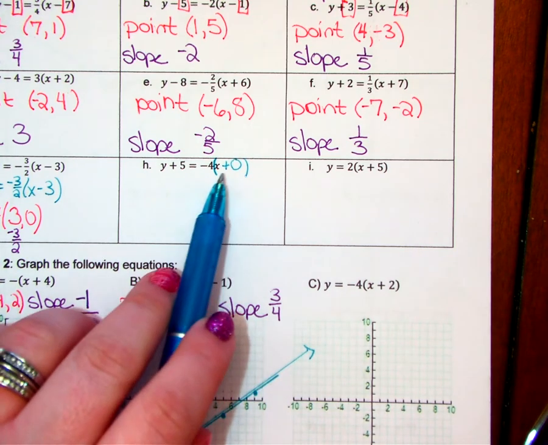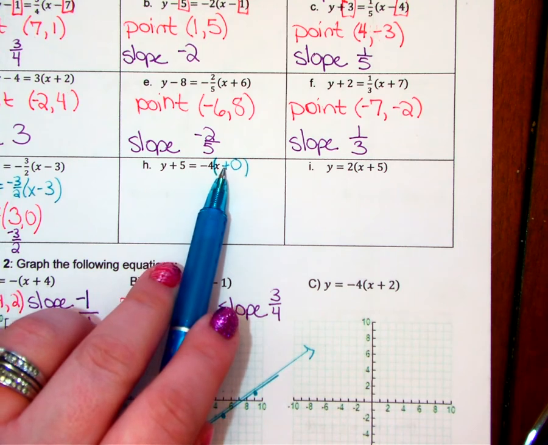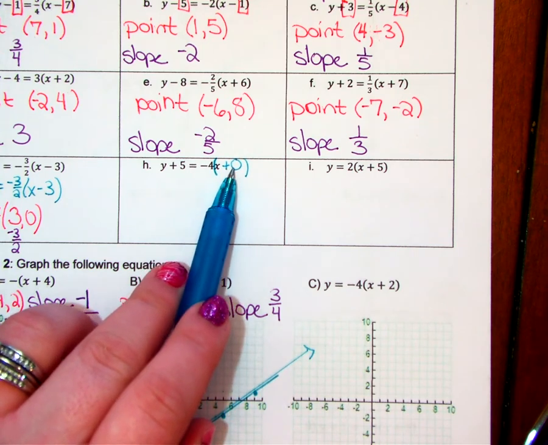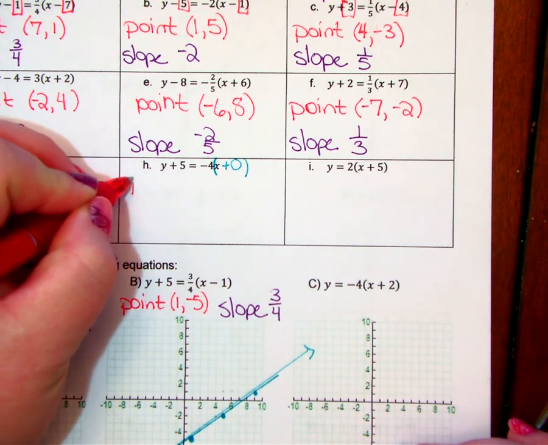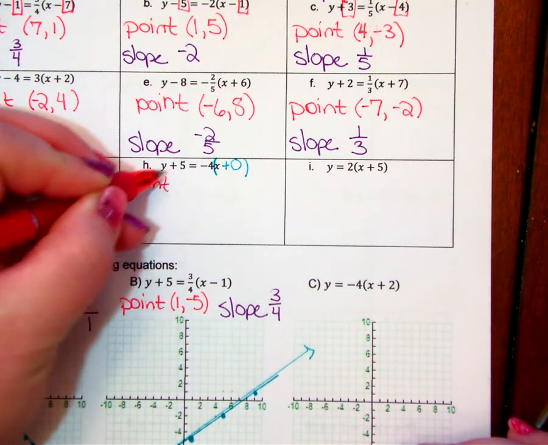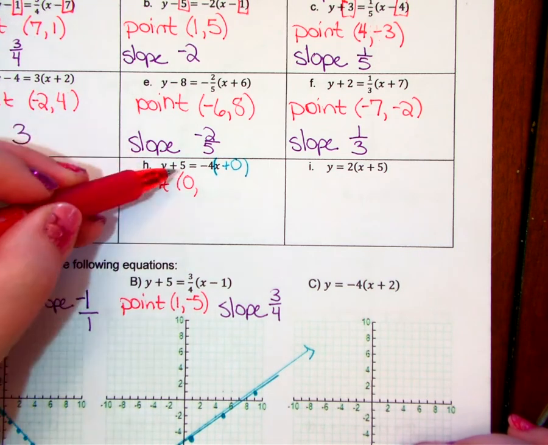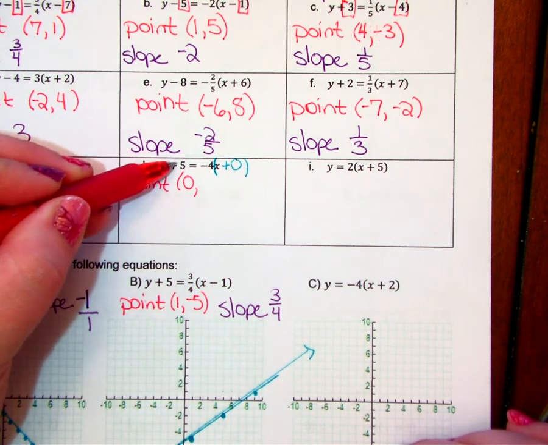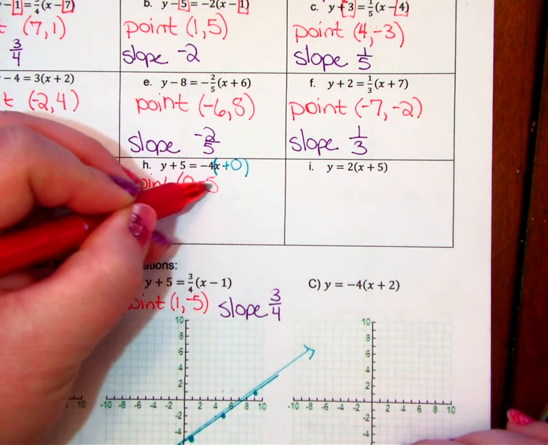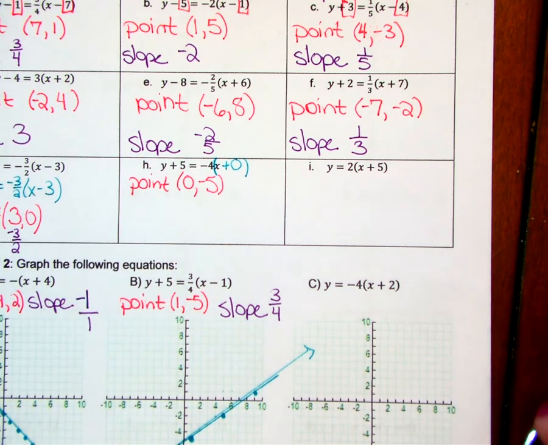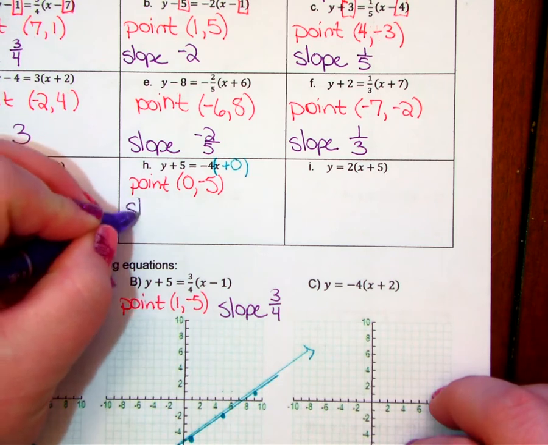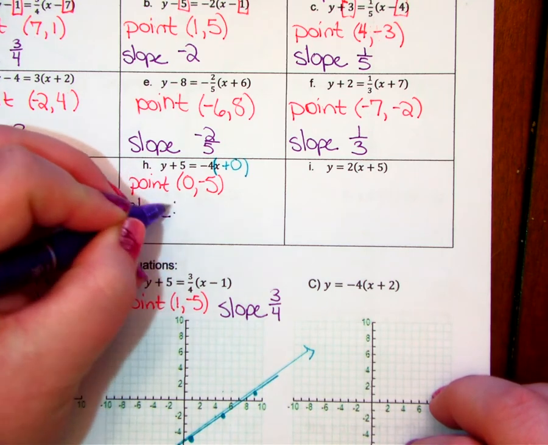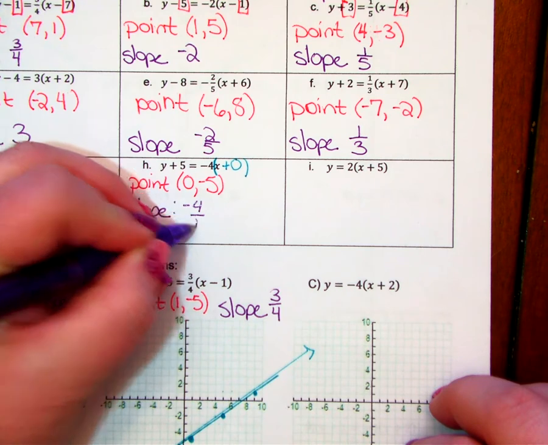Okay, this did not change anything in the problem because x plus 0 is still just x. The x coordinate of your point was 0. The y coordinate, remember the opposite of what it appears to be, that makes it -5. The slope is the number in front of the parentheses, or in front of the x in this case. So the slope is -4, and we can write it as -4/1.